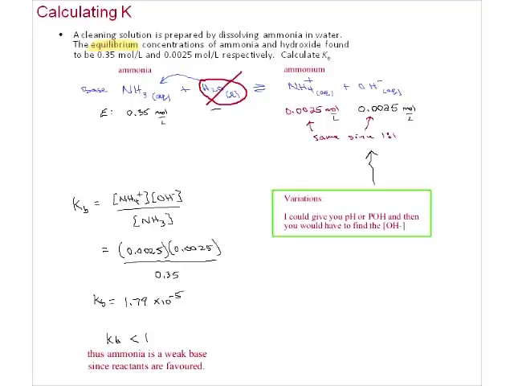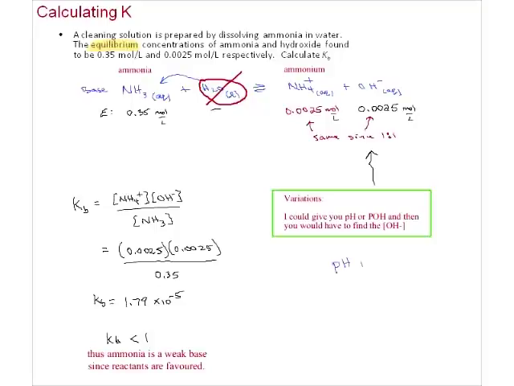Okay, some variations to this question. Instead of me giving you the concentration of OH, I could actually give you a pH or a pOH, and then you'd have to calculate the hydroxide ion concentration. Because remember, we could do things like this. Don't forget what you already know, right?